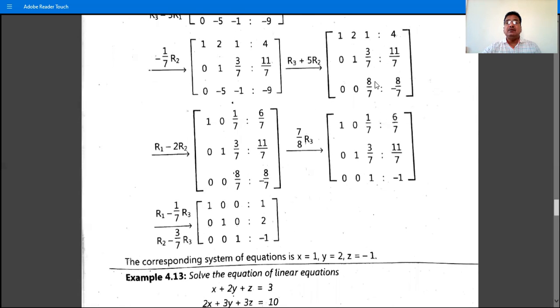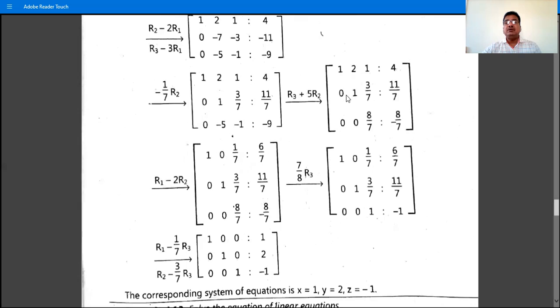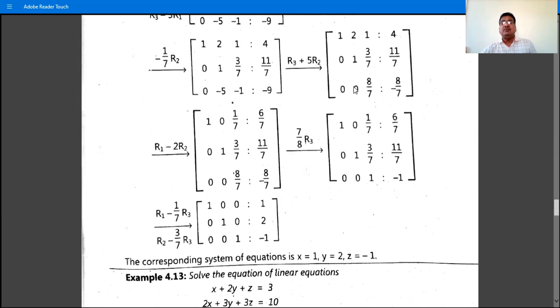Then we have to reduce this 2 to 0, because we have to reduce the augmented matrix AB to reduced row echelon form. So what is the reduced row echelon form? There is one more additional condition in the echelon form. What is that? The columns containing a leading one have all 0 elements except that one.